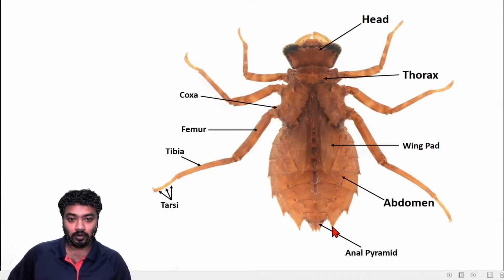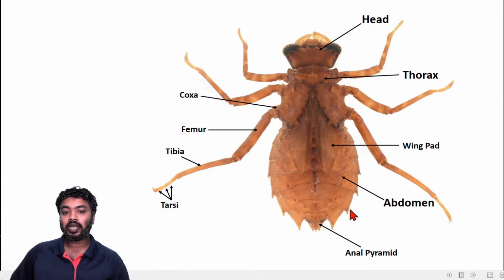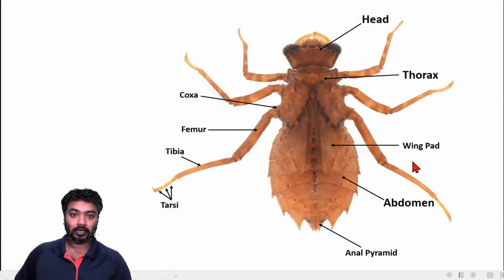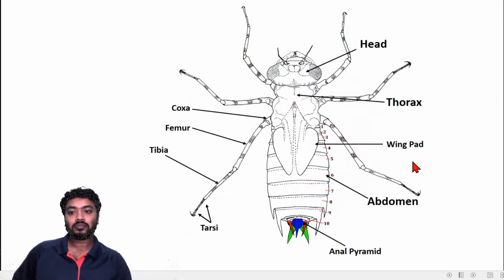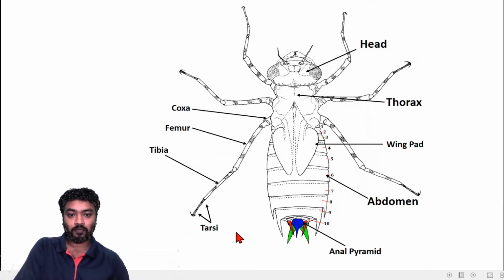This part at the tip of the abdomen is known as the anal pyramid. This triangular shape is known as the anal pyramid. If we see the drawing, the diagram, then the body parts are much more easily visible.